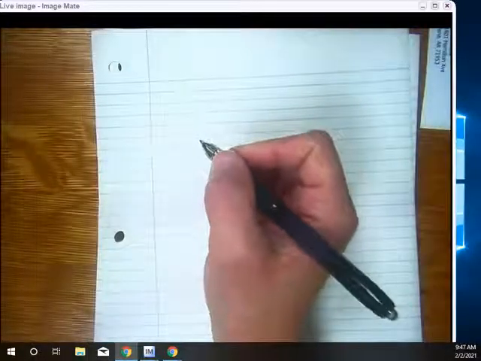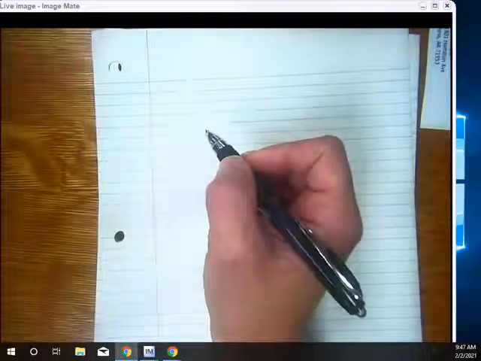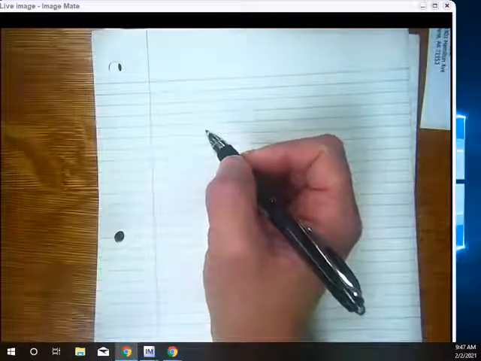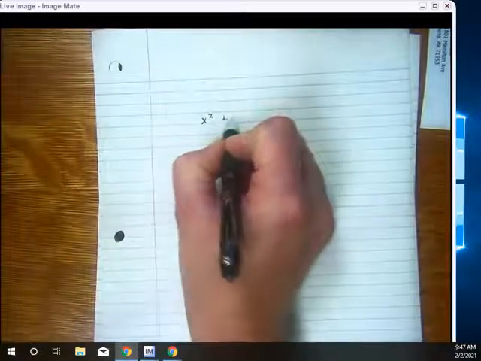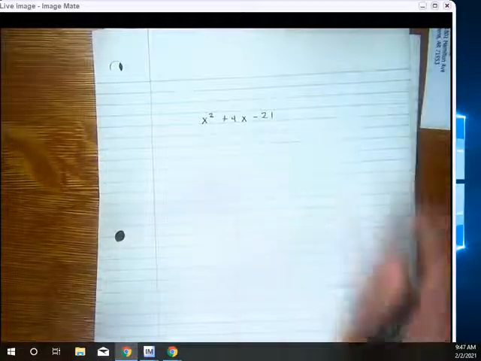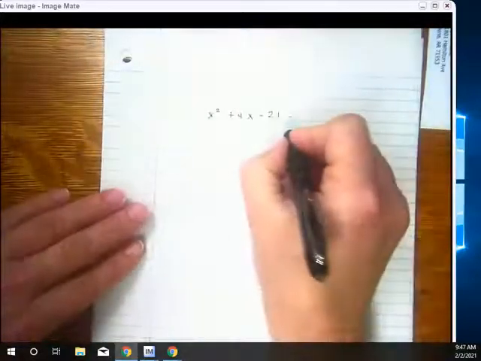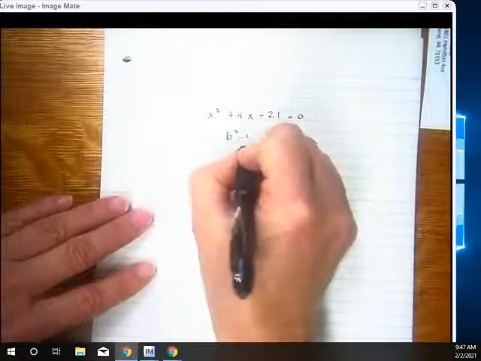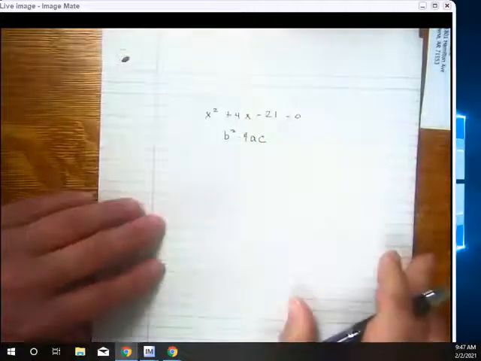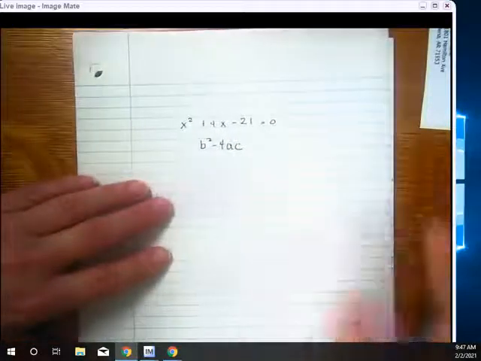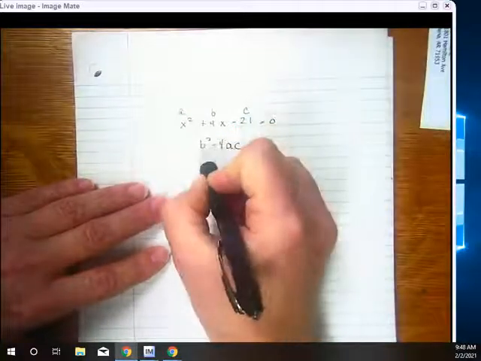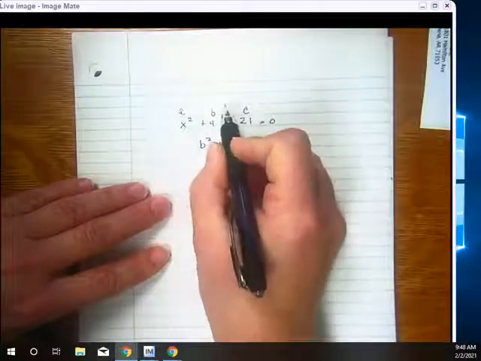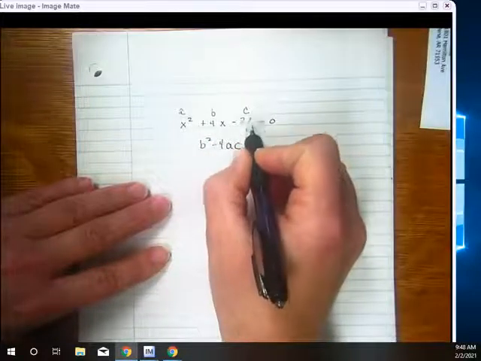So our example then says, for each of the quadratic equations, find the discriminant to determine the nature of the roots. x squared plus 4x minus 21 equals 0 is our equation. The b squared minus the 4ac is all I'm worried about to determine the type and how many I'm going to have. Again, a is the number in front of the x squared, b is the number in front of the x, and c is the constant.